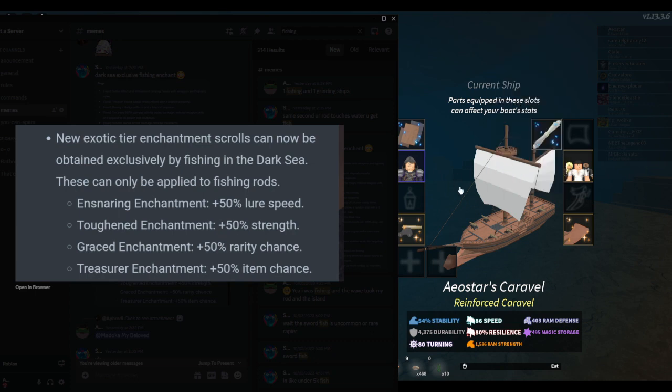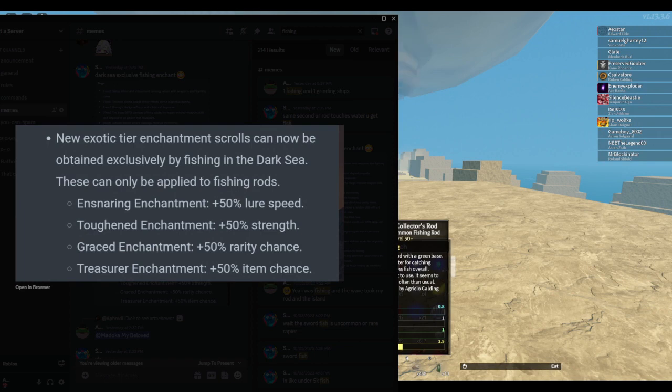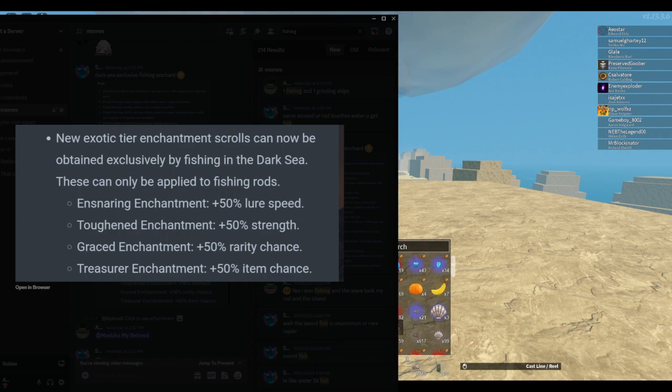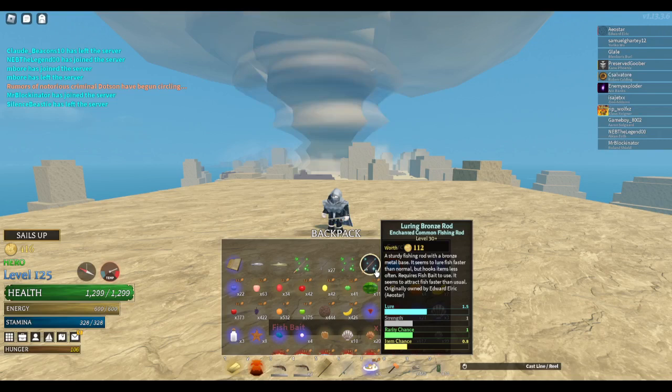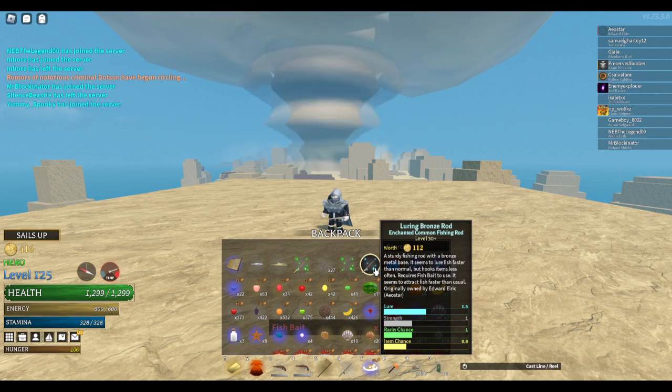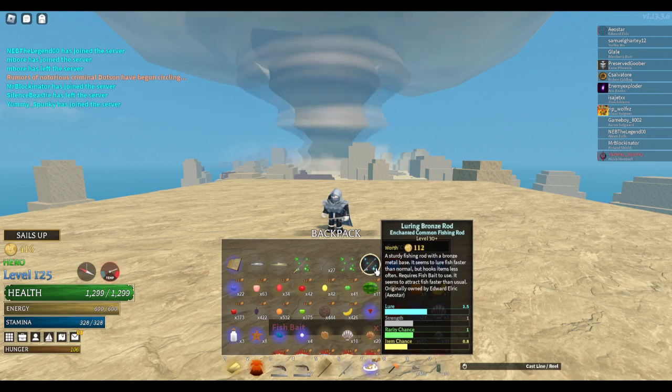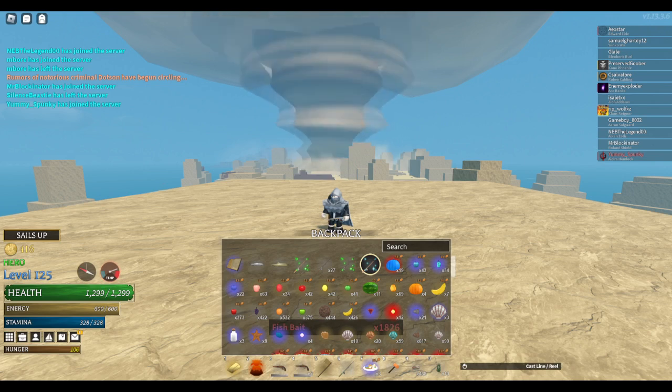So we can compare. If I can bring up a bronze rod real quick, I have a magnetic collector's rod right now. Do you guys see it? No, you don't. Okay, let me put away Discord real quick. Okay, so lure right now is 1.5, luring bronze. Isn't that like a 50% increase? Like 1.5, right? I don't know how this would work, because I already have a luring enchantment on it. If I have the ensnaring enchant, I don't know, it confuses me sometimes, this game.